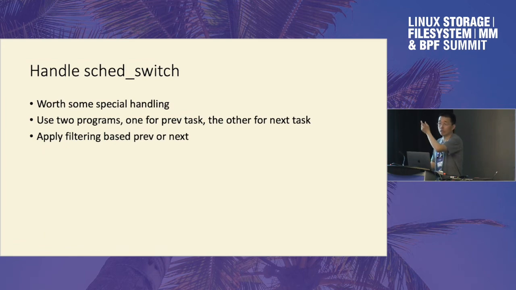You get the previous and the next. You get one program, you can only access previous, and you are filtered based on previous. You need another program to access next, and then you are filtered based on next. Okay, so if I'm looking at the tracepoint for sched_switch, you're filtering the arguments that I can access. Yeah, the verifier will take a look: if your program accesses previous, we will filter on previous. If you access the next, you will filter on next.